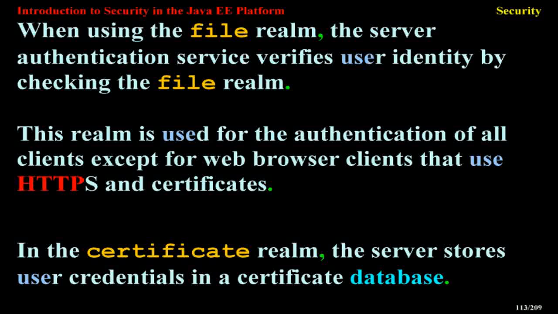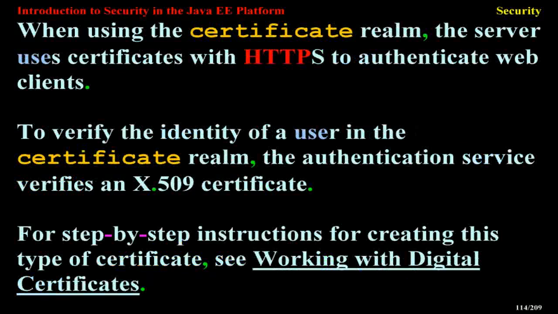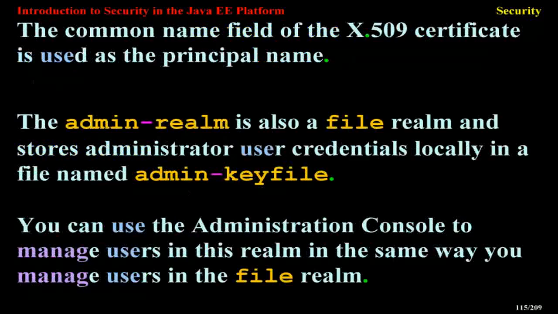In the certificate realm, the server stores user credentials in a certificate database. When using the certificate realm, the server uses certificates with HTTPS to authenticate web clients. To verify the identity of a user in the certificate realm, the authentication service verifies an X.509 certificate. For step-by-step instructions for creating this type of certificate, see Working with Digital Certificates. The common name field of the X.509 certificate is used as the principal name.